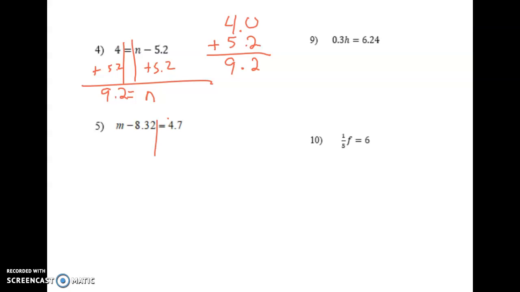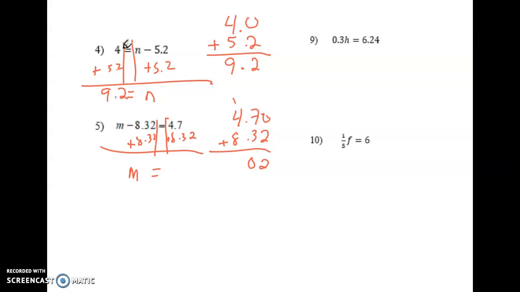Number 5, draw my wall. The opposite of subtracting 8 and 32/100ths is adding 8 and 32/100ths. Adding 8 and 32/100ths. So the 8 and 32/100ths become a 0 pair. So I'm left with m equals, now I'm going to come over here and rewrite it, 4.7 plus 8.32. I'm going to need to annex a 0 above the 2. 2 plus 0 is 2. 7 plus 3 is 10. Carry my 1. Decimal goes straight down. 8 plus 4 is 12, plus 1 is 13. So m equals 13 and 2/100ths.